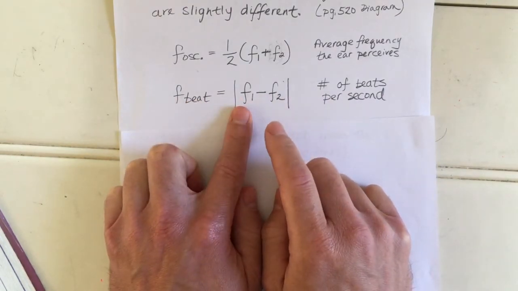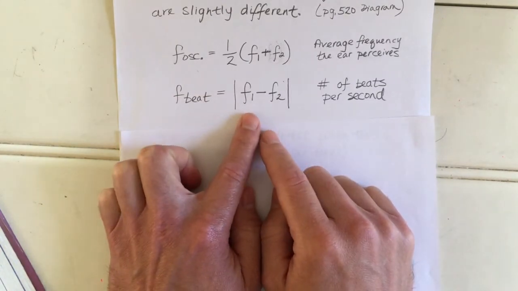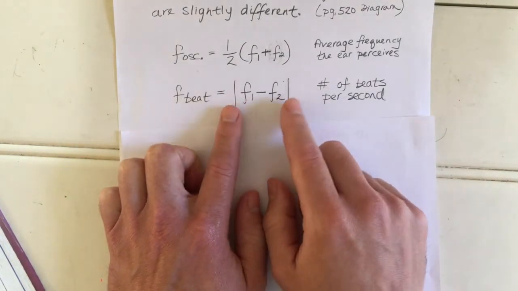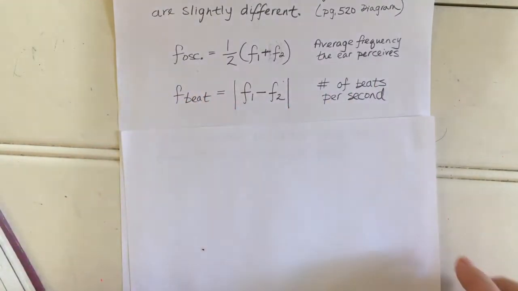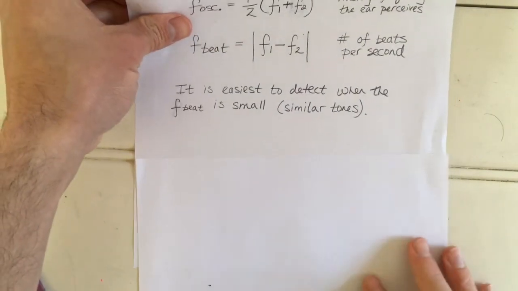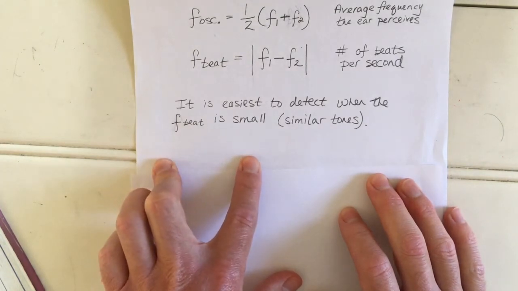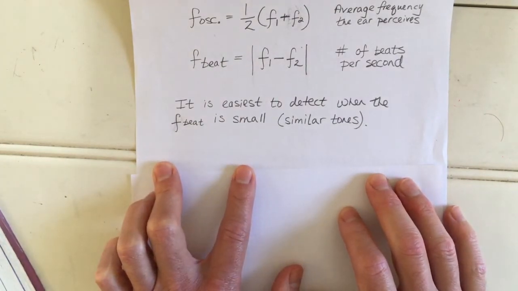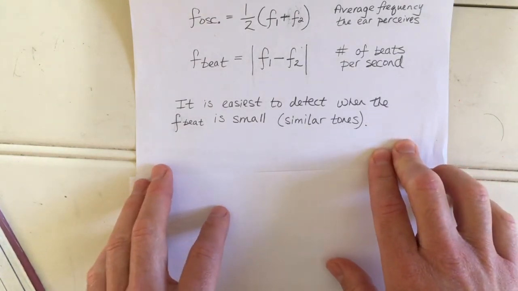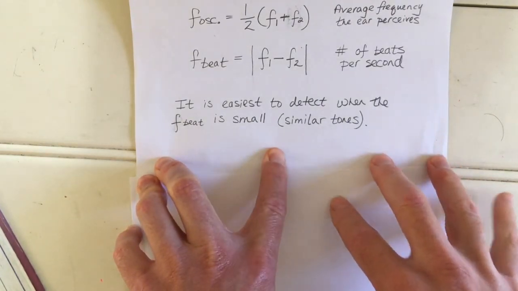If this is 440 and 438, then subtract them, you get 2 hertz. And you can go above as well, so it could have been 440 and 441, you get -1 hertz, but there's an absolute value here, so it would just be 1 hertz or 1 beat per second. That's pretty much it. I just wrote one last thing. It's easiest to detect when the frequency of beats is small. And that's about it. So when the tones are similar. Okay, that's the end of the lecture, and we'll move on from here to light. All right, take care.